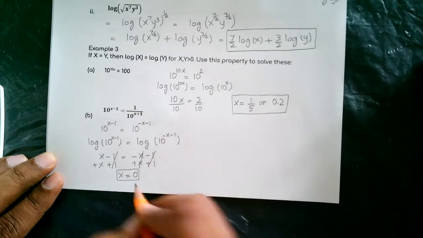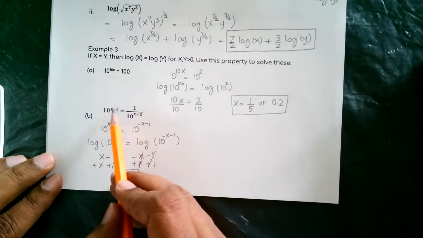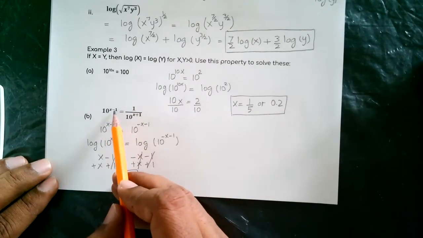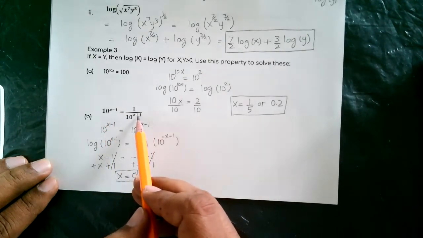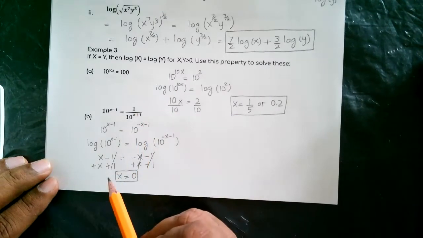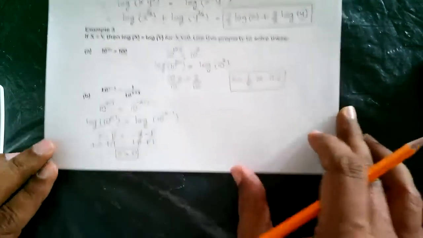Now if you want to check, 0 minus 1 is negative 1, 10 exponent negative 1 is 1 upon 10. 0 plus 1 is 1, 10 exponent 1 is 10, so it is already 1 upon 10. So our answer is correct.